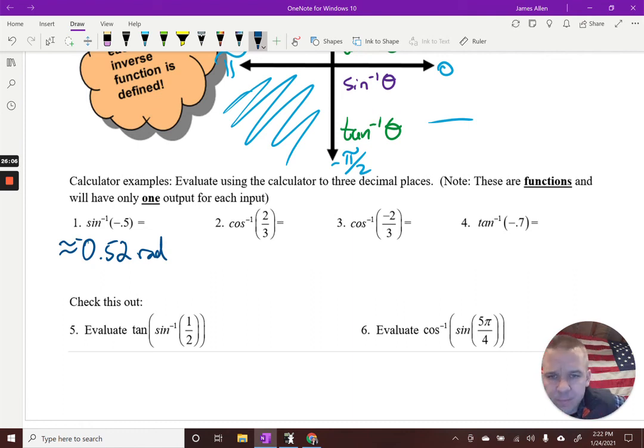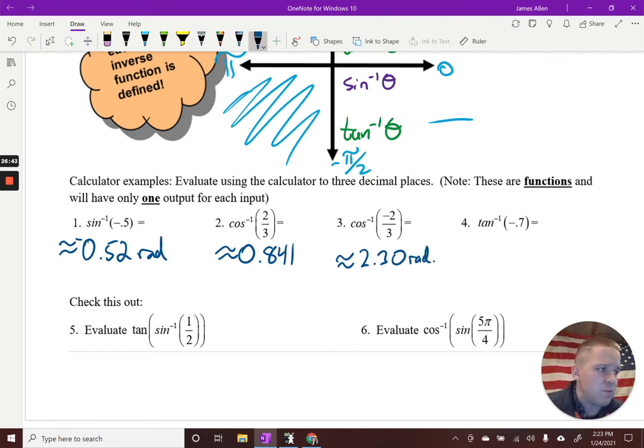Now the next one, 2/3. If I plug that in, I'm going to end up getting 0.841. And then for the next one, for negative 2/3, that's going to end up being in the second quadrant where cosine is going to be negative within the 0 to pi restrictions. I'm going to have 2.30 radians here for this one.